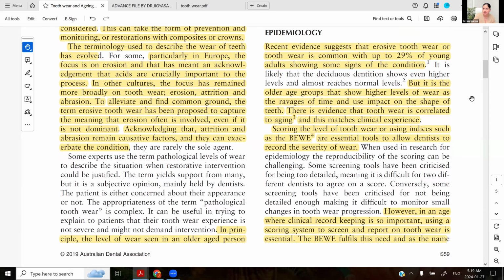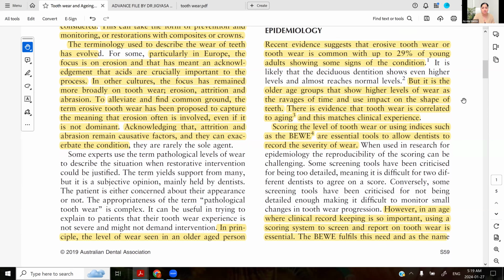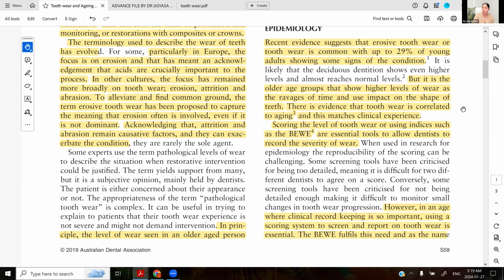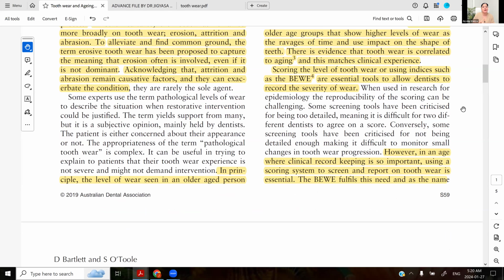Now, it has been seen that erosive tooth wear is common, with up to 29% of young adults now showing some signs of the condition. So it's getting prevalent as well. But it is in older age groups that we see higher levels of wear, as the ravages of time and the use of the teeth impact the shape and the appearance of teeth. There is evidence that tooth wear is correlated to aging, and this matches clinical experience, right?